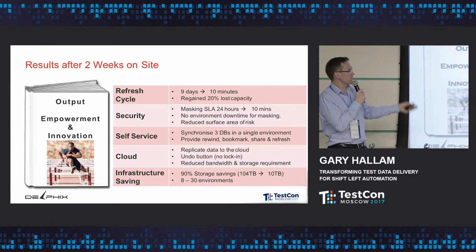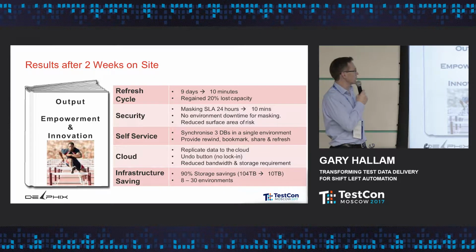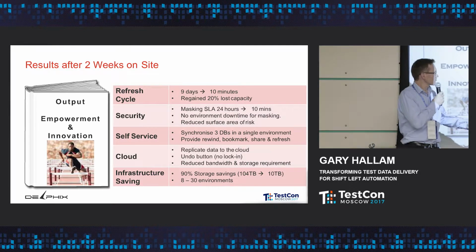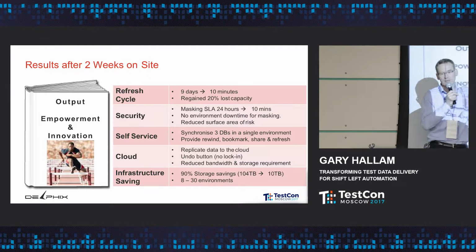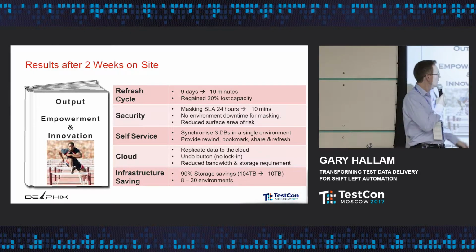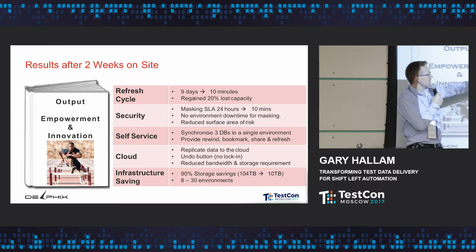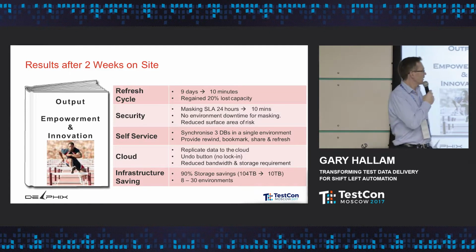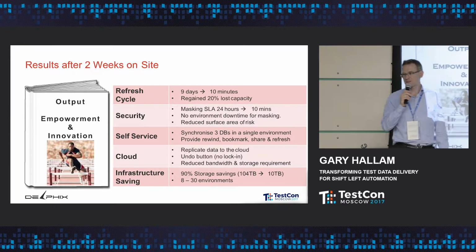So when we actually implemented this system, we got a virtualized environment in place, we improved the results. So I'm kind of sort of selling here, but we actually got the refresh cycle down from 9 days to 10 minutes. They had a masking SLA of 24 hours. They were only masking 6 columns. It took us half a minute to do the masking.